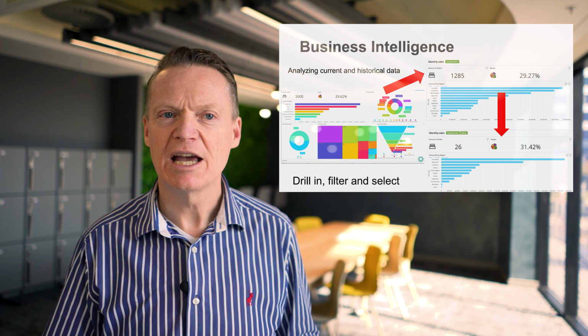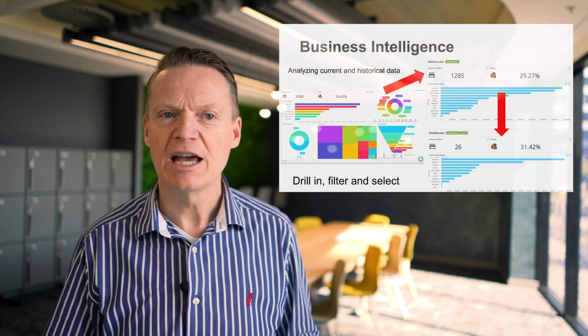In this example, you'll see that the average rate of margin within an organization is 29%, and you start looking at all the areas that have a higher rate of margin within your business. So when looking at business intelligence, the components that you need to think about are drilling into data, filtering, and selecting the data that you require.